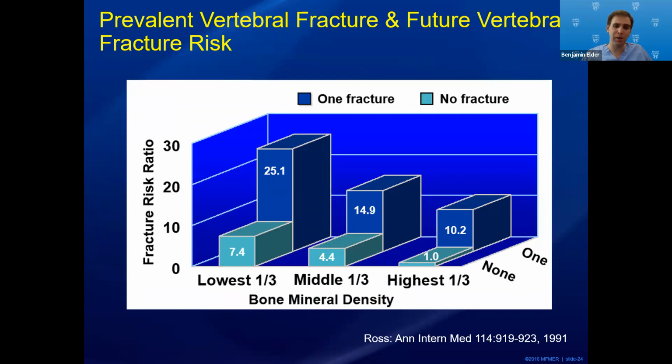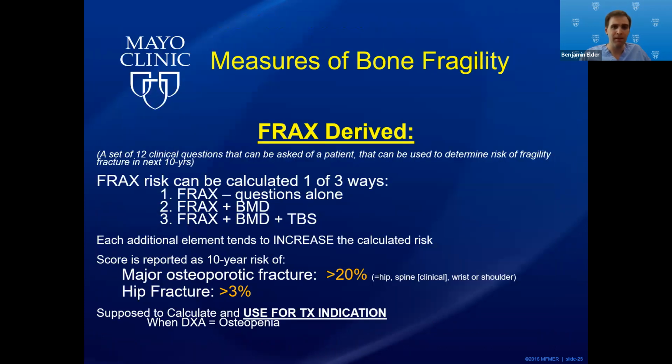And again, even in patients with normal bone density, as we see here, once you have one fracture, there's a 10-fold increase in your risk of an additional fracture. And that goes up significantly in the patients with the lowest third of bone mineral density, where there's up to a 25% risk of a second fracture once they have one.